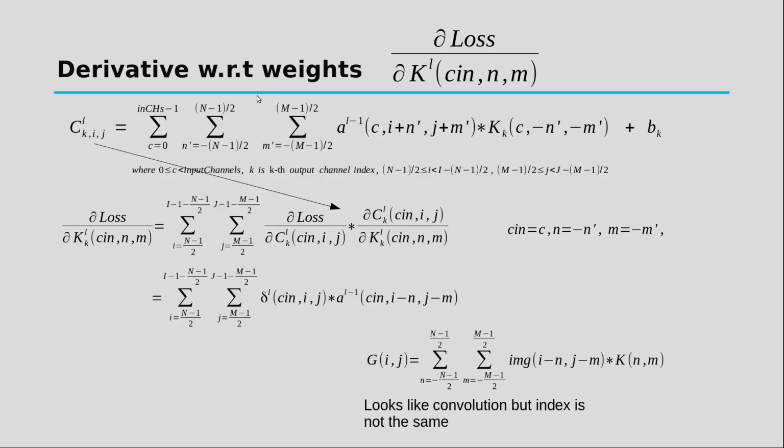So the derivative with respect to weights, pretty much the same method. Only at this condition, a vector comes down here. It looks like the convolution, but actually it's not, because the index is different from this. This is the convolution formula, but the index is not the same.